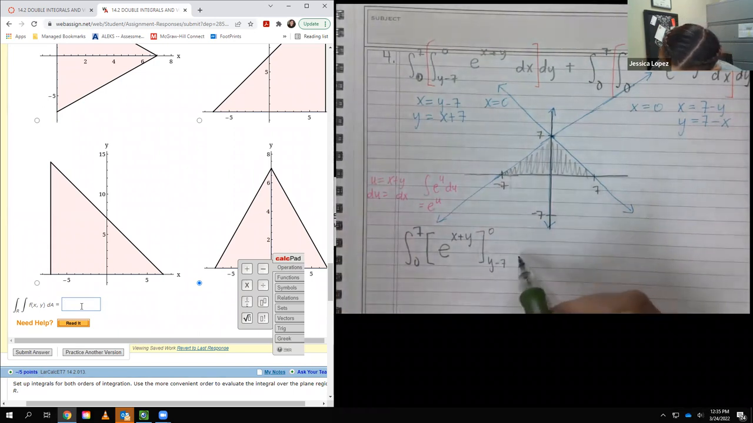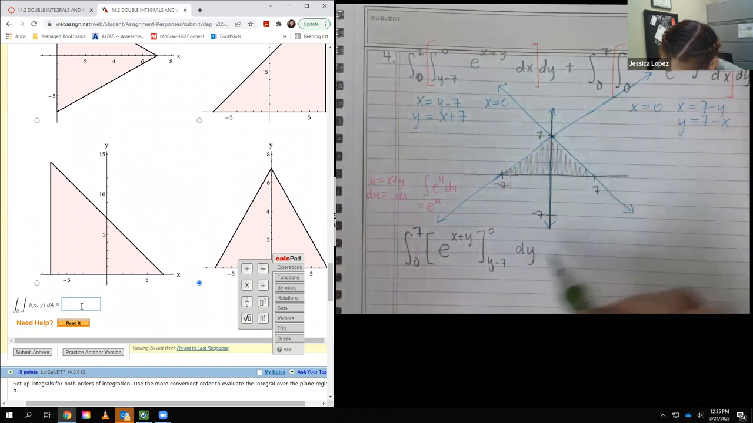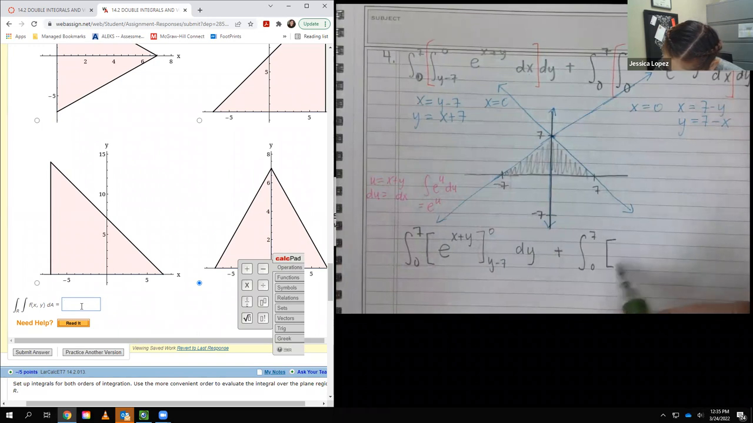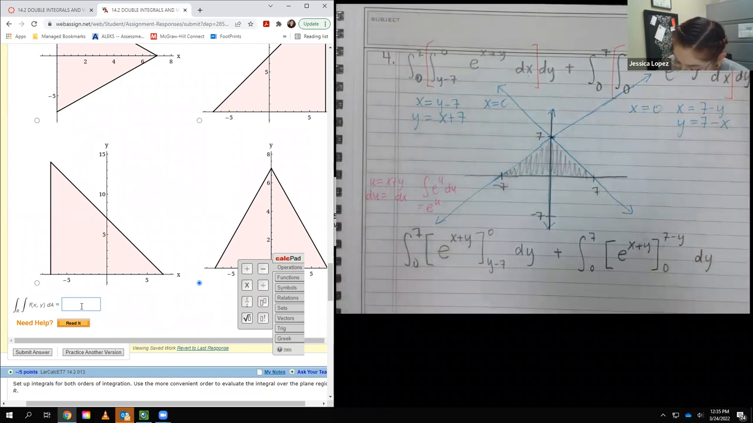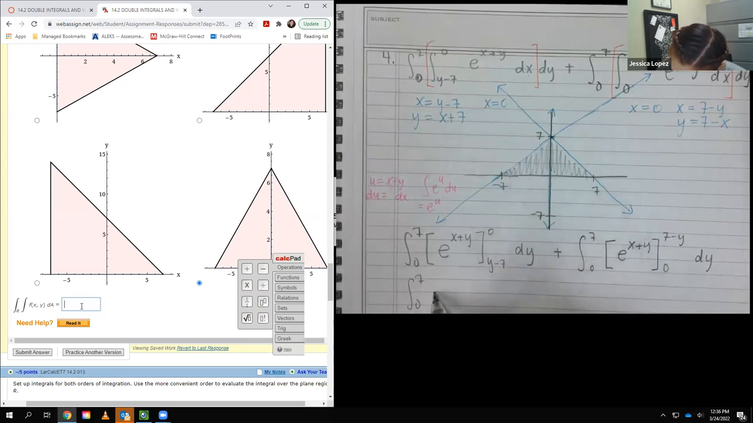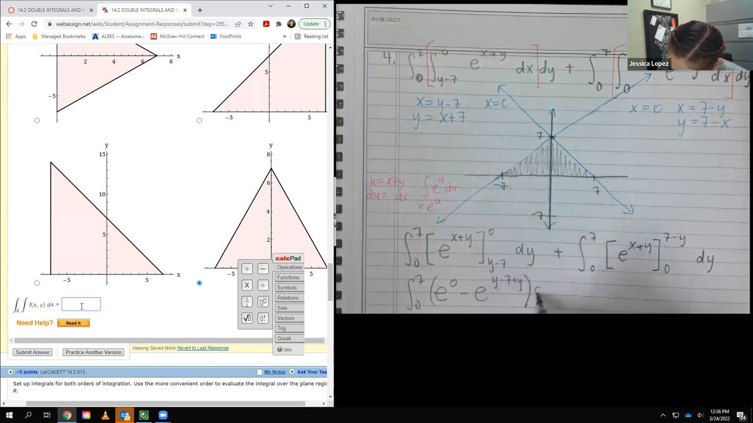So now I still have to evaluate this with respect to y. And I've got the same thing over here. So I get the same responses for the integration, but my bounds are different. So I'm going to evaluate it differently. So let's see, we get e to the 0 minus e to the y minus 7 plus y dy.